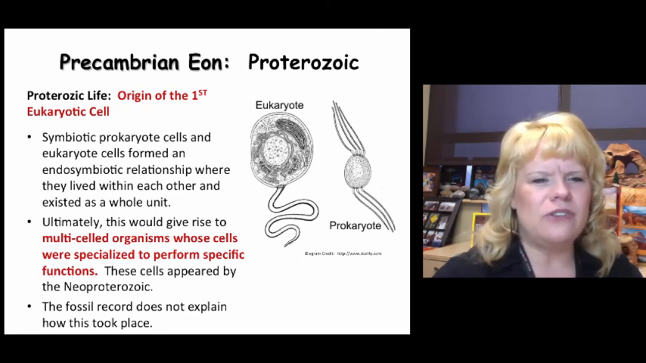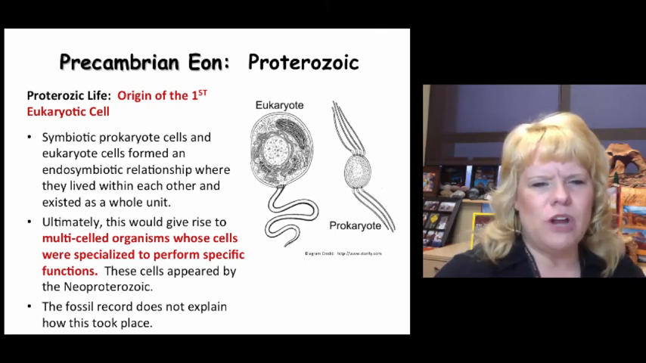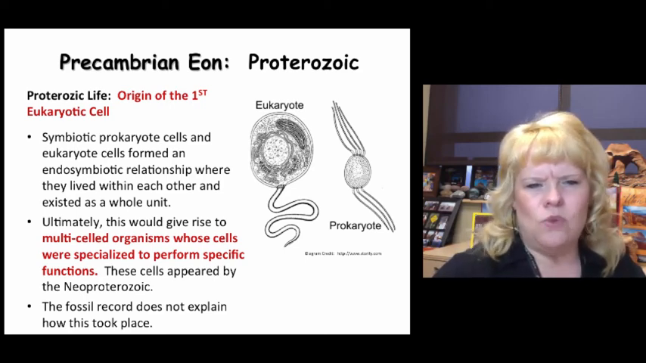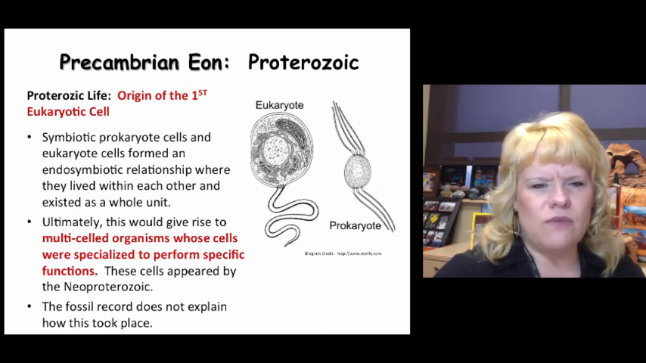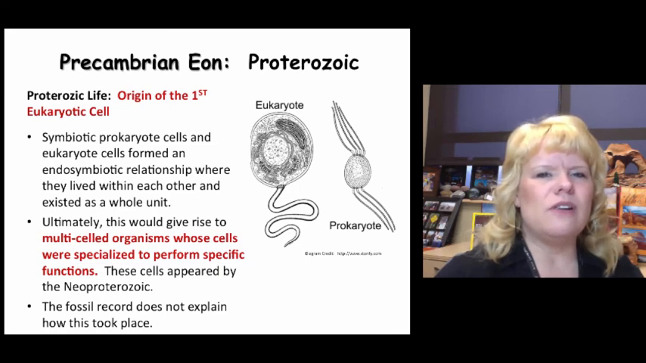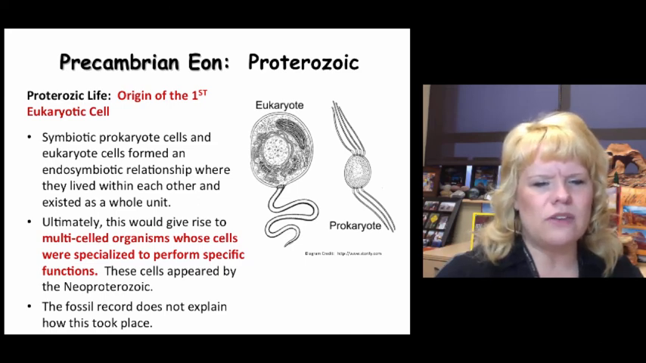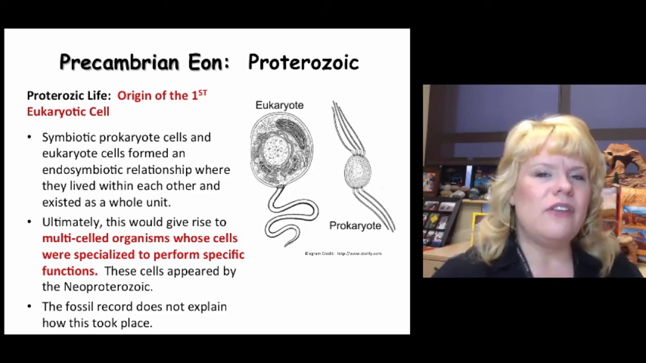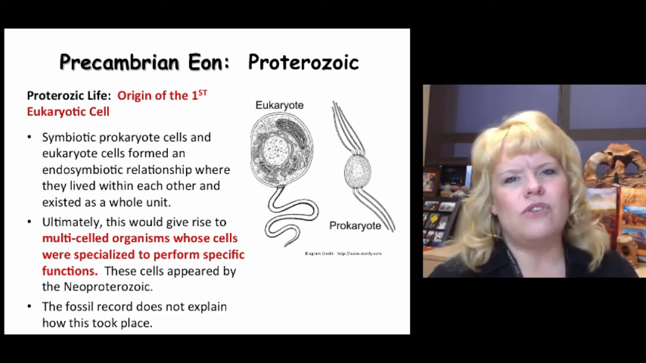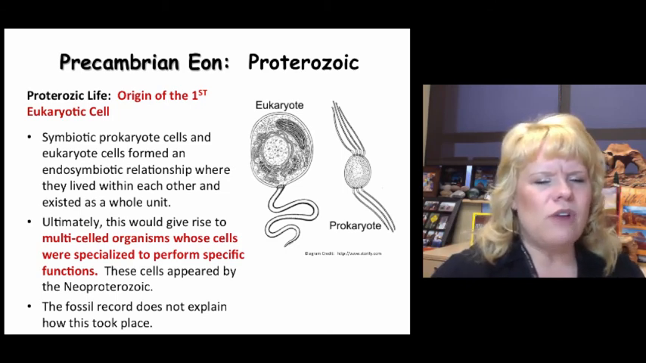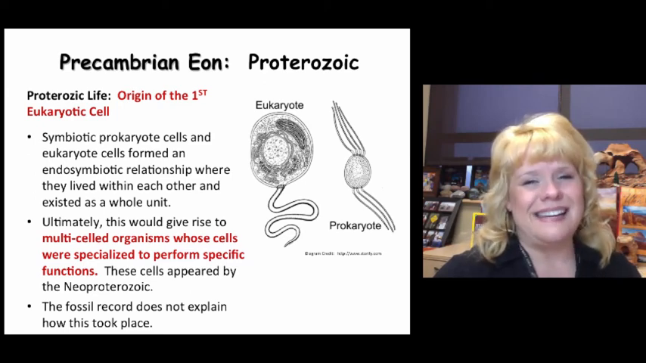It had a symbiotic relationship with prokaryote cells, and they formed what's called an endosymbiotic relationship in which they formed a unit together. Ultimately, this would give rise through evolution to a multicellular organism who had very specialized functions in their cells. And that's what differentiates us from other eukaryotic cells and certainly prokaryotic cells. The fossil record does not explain how this happens, but it just gives evidence that it did happen.